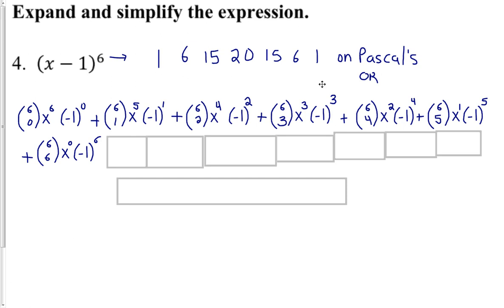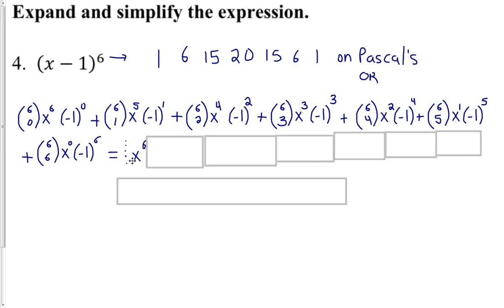Now, you won't need to do both. Technically, 6 choose 0 is 1, 6 choose 1 is 6, 6 choose 2 is 15, 6 choose 3 is 20, and so on. 6 choose 5 is 6, 6 choose 6 is 1. Now, that doesn't also calculate the negative 1. So the negative 1 is literally just going to be nothing besides a change of sign. So 0 negatives, still positive. 1 negative, this is going to be a negative sign.